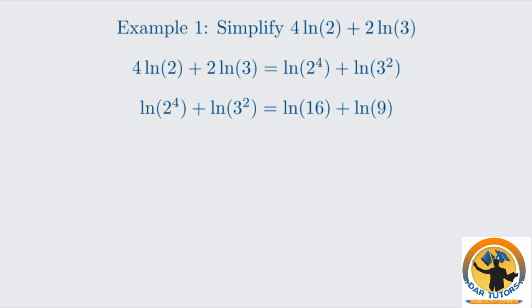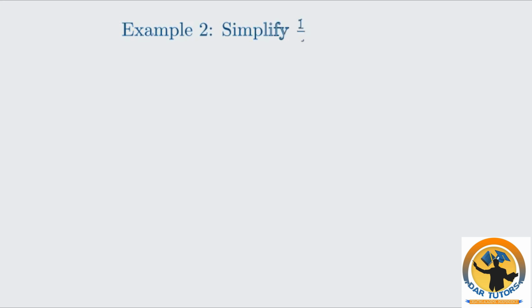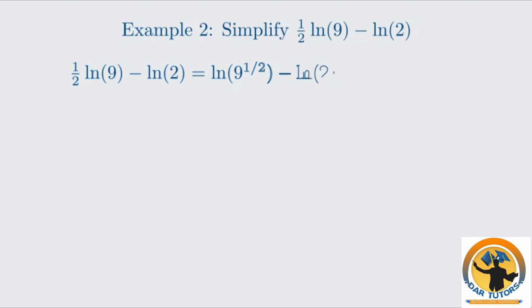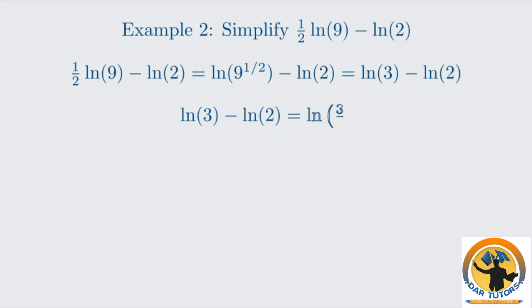Let's try another one, this time with subtraction. Simplify 1/2 times the natural log of 9 minus the natural log of 2. Again, we start with the power law. 1/2 times the natural log of 9 becomes the natural log of 9 to the power of 1/2, which is the square root of 9. The square root of 9 is 3. So we have the natural log of 3 minus the natural log of 2. Now we apply the quotient law. The difference of the logs becomes the log of the quotient. So the final answer is the natural log of 3 over 2. These examples show how to combine multiple logarithms into one.